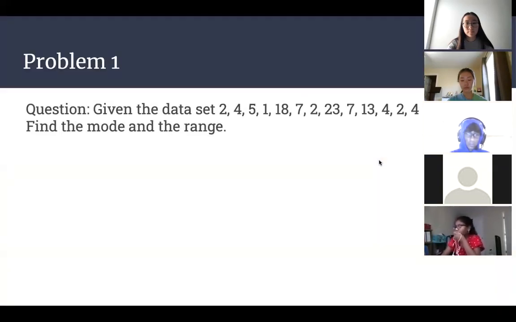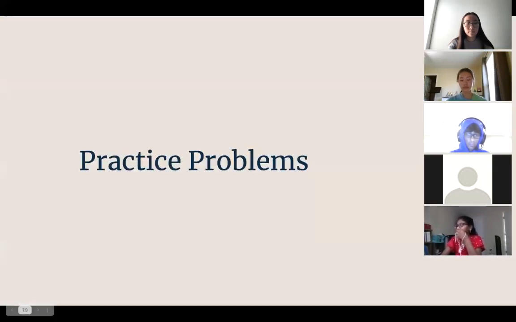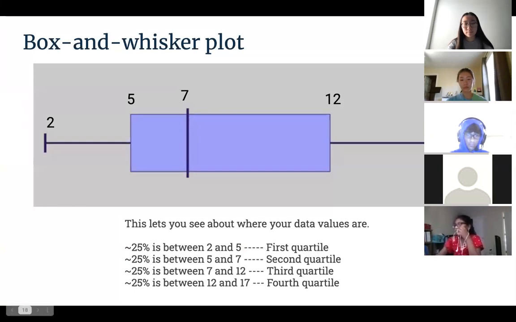All right. I had a question about the box and whisker plot. If you make one, does it have to be to scale like it is on the Jamboard? So like 2 to 5, is it proportionate to 5 to 7 and 7 to 12? Does it have to be like that?